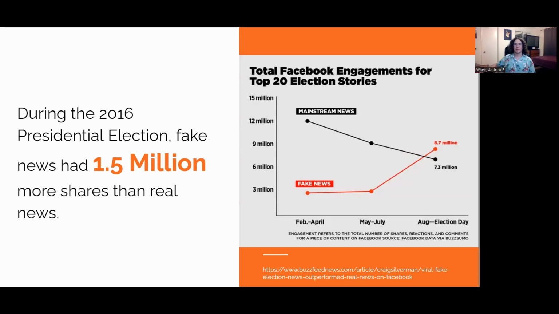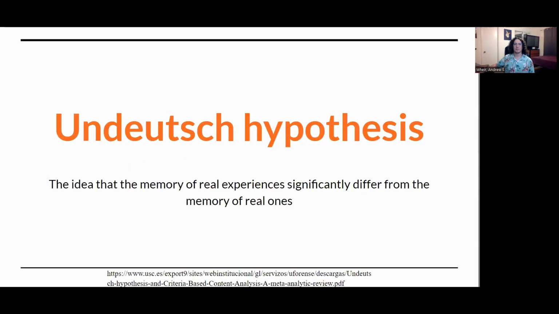One of the more interesting things about fake news is something called the Undeutsch hypothesis, which really led our project. This is originally a psychology principle that suggested that the memory of real experiences is significantly different from the memory of fake experiences. How this works with cybersecurity, at least in theory, is that fake articles should significantly differ in style from real articles, and that you could use that difference in order to suss out which are real and which are fake.